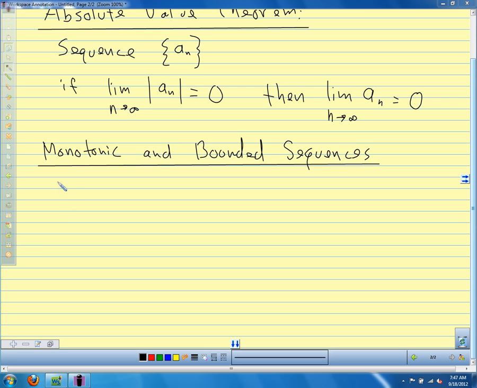So we're going to define monotonic. So a sequence A sub n is monotonic if its terms are non-decreasing or non-increasing.